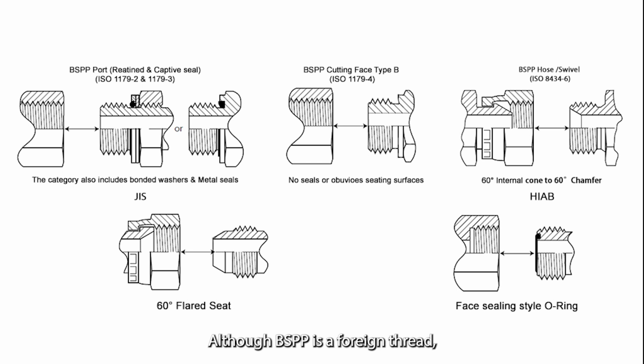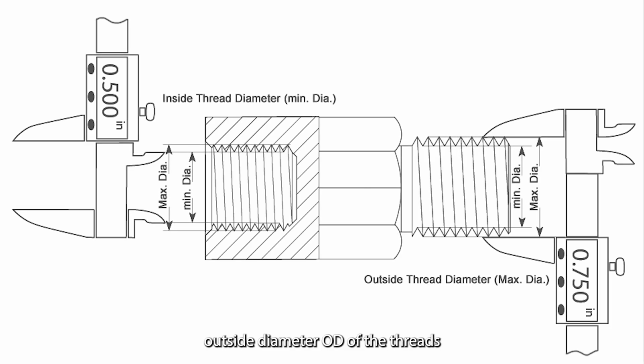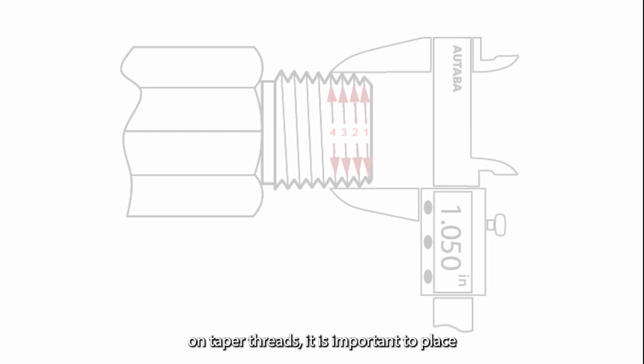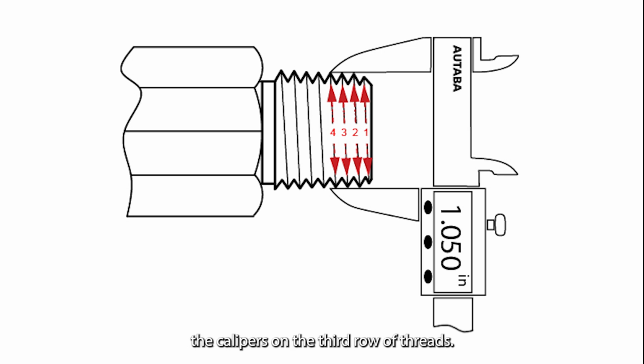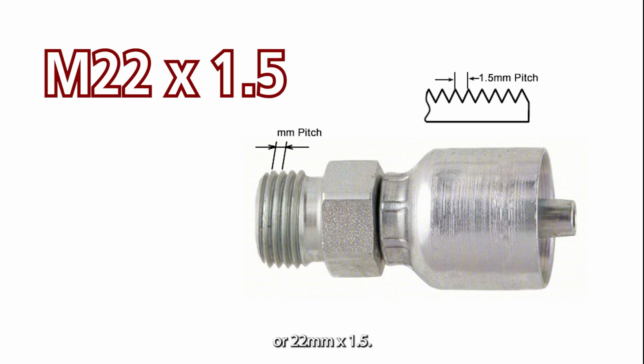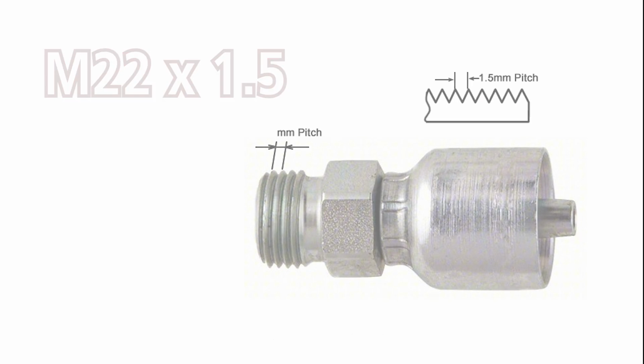Although BSP is a foreign thread, it isn't actually metric. This is why it comes in imperial sizes: 1/8, 1/4, 1/2, 3/4, and so on. Use calipers to measure the outside diameter, OD, of the threads. On parallel threads, where you measure isn't critical. On taper threads, it is important to place the calipers on the third row of threads. Metric thread callout is the OD in millimeters followed by the pitch. Example, M22 x 1.5 or 22 mm x 1.5.